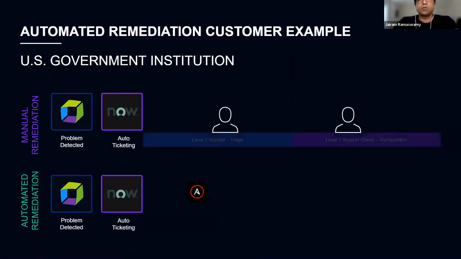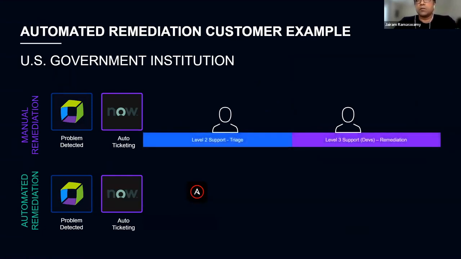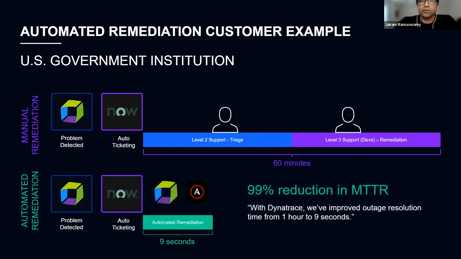So this is what I was talking about earlier, on your question, about automated remediation. There's a big US government institution which had Dynatrace detecting a problem, ServiceNow opening that incident, and from there the level 2 support and level 3 support, developers actually remediating. It used to take 60 minutes for them to remediate that issue. It went down to 9 seconds. So that's a 99% reduction in MTTR with this government institution. They were really impressed, and they're building more use cases to figure out what else they can auto remediate with this integration.